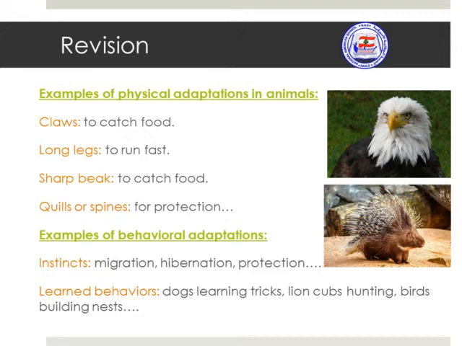Now some examples of behavioral adaptations. For instincts, we have migration, which means like when birds travel from one place to a warmer place. Hibernation, like bears for example. They sleep in order to conserve the energy that they have. And protection. Finally, learned behaviors, like for example dogs learning tricks, lion cubs hunting, birds building nests.